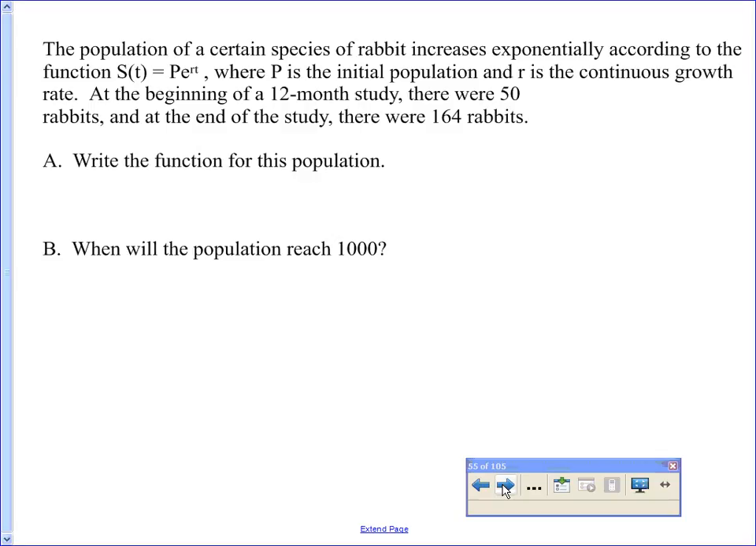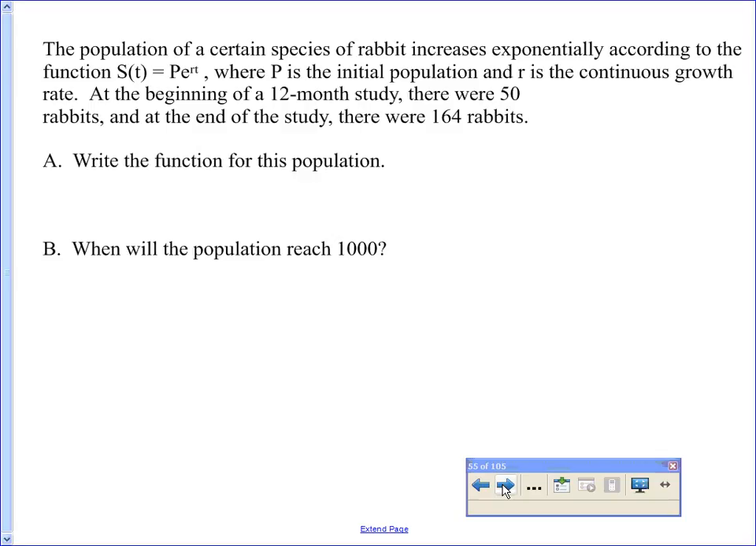All right, another word problem here. We've got the population of a certain species of rabbit increases exponentially according to the function S of t is equal to p times e raised to the rt. P is going to be the initial population. R is the continuous growth rate. This is going to be a 12-month study, and we started with 50 rabbits, and at the end of the study, we ended up with 164 rabbits. So the first thing we want to do is to write a function for this.